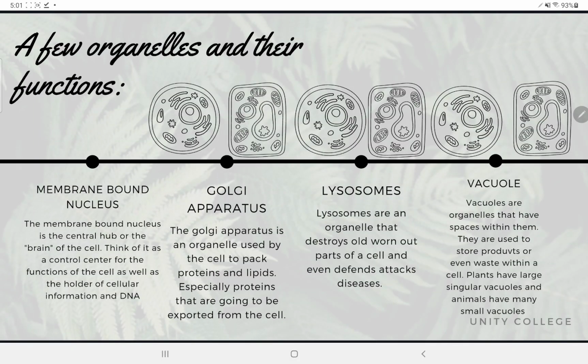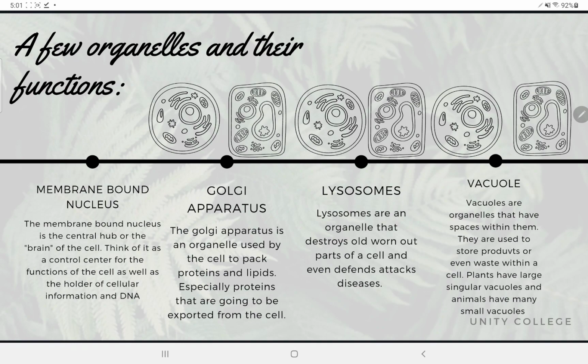Alright, a few organelles and their functions. So, membrane-bound nucleus. The membrane-bound nucleus is a central hub or brain of the cell. Think of it as a control center for the functions of the cell, as well as the holder of cellular information and DNA. Golgi apparatus. The Golgi apparatus is an organelle used by the cell to pack proteins and lipids, especially proteins that are going to be exported from the cell.